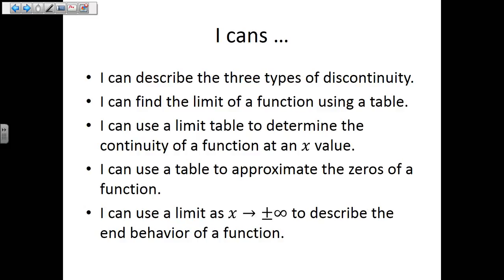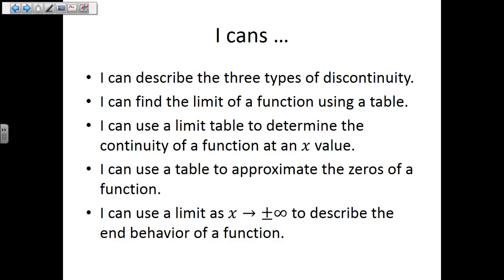I can find the limit of a function using a table. I can use a limit table to determine the continuity of a function at an x value. I can use a table to approximate the zeros of a function, and I can use a limit as x goes to positive or negative infinity to describe the end behavior of a function.